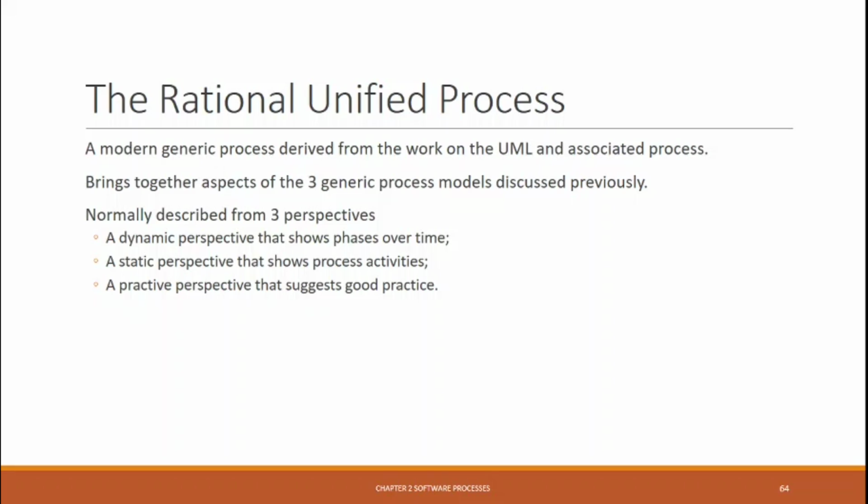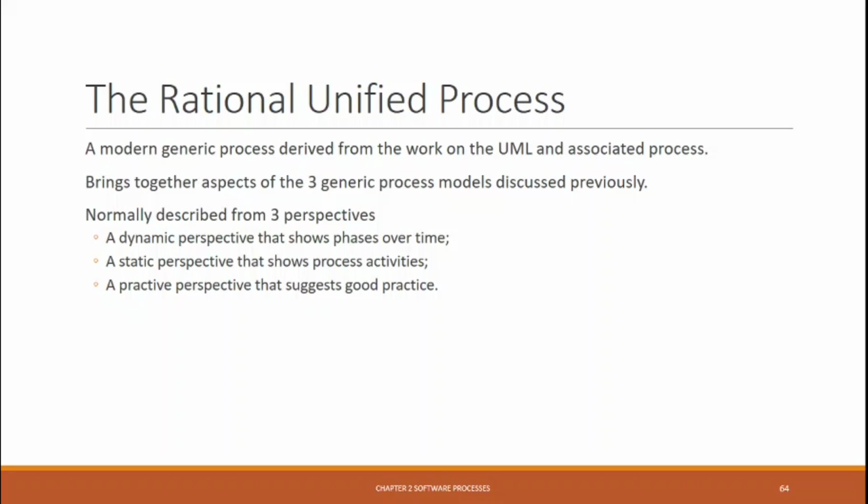So here you have three generic perspectives of the rational unified process: dynamic perspective, static perspective, and practical perspective. The dynamic perspective shows the phases or various stages over time, and the static perspective shows the process activities. The dynamic one is in a fixed time, whether you have completed the job or not, it jumps to the other stages, whereas in the static process activities, after completion it will keep on moving. And the practical perspective suggests good practices, which stages are good for the development of a product.